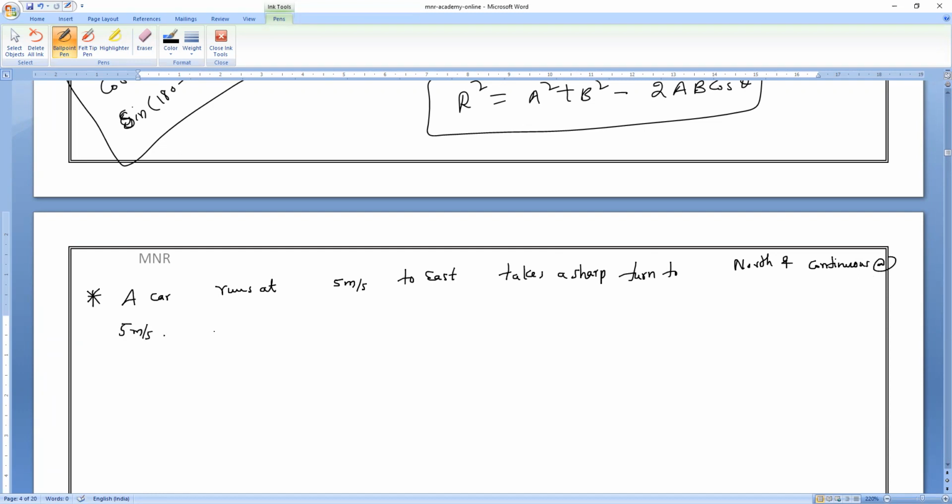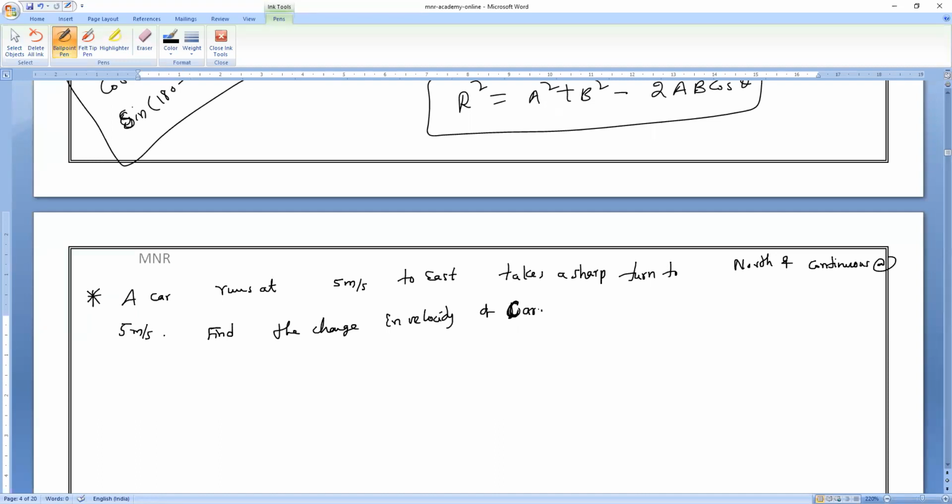Mr. Sai Garde, are you able to understand or not? Find the change in velocity of the car. So that is what we have to find.